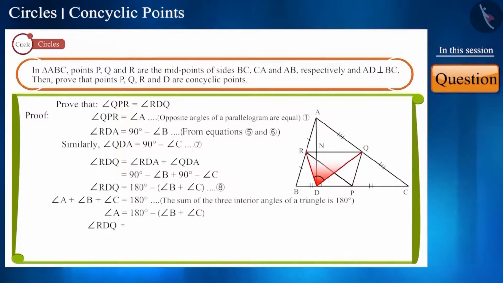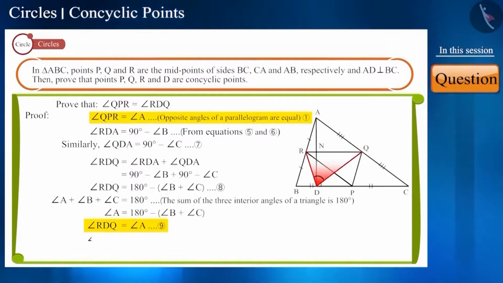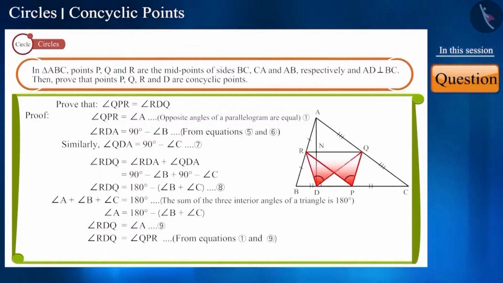We got angle RDQ equal to angle A. Let's call it equation 9. Now, from equations 1 and 9, we can say that angle RDQ and angle QPR are equal. These two angles are the angles subtended by the line segment RQ at point D and point P. Therefore, we can say that points P, Q, R and D are concyclic points.